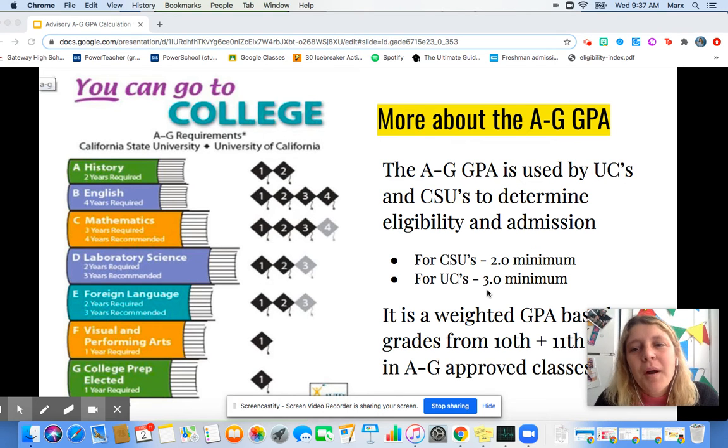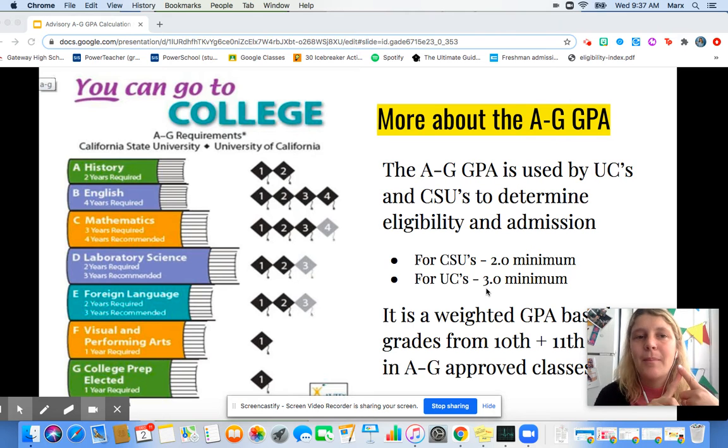So a bit more about that A through G GPA that Mr. Runhill already told you a bit about. The A through G GPA is used by UCs and CSUs. Remember in our last college lesson, we learned about how UCs and CSUs are the two public college systems in California. And this GPA is used by both of those systems to determine eligibility.